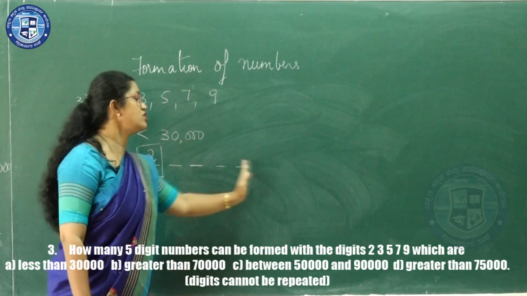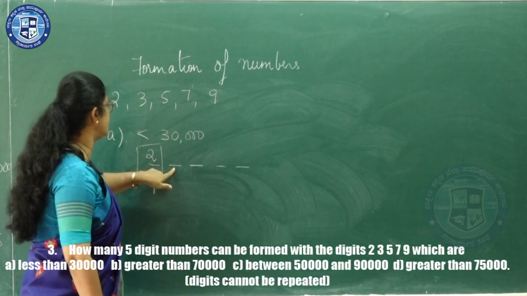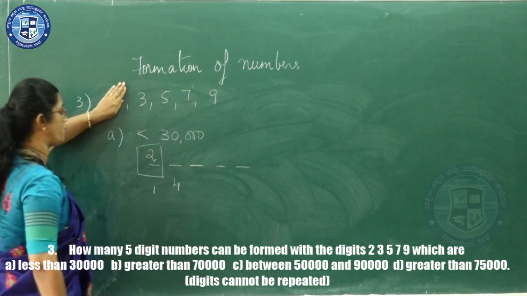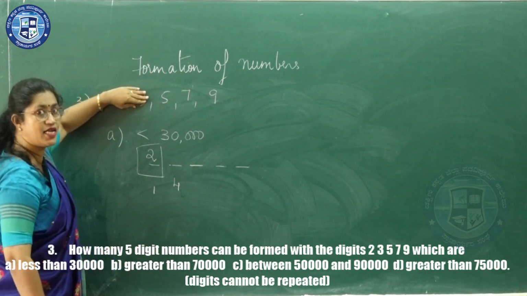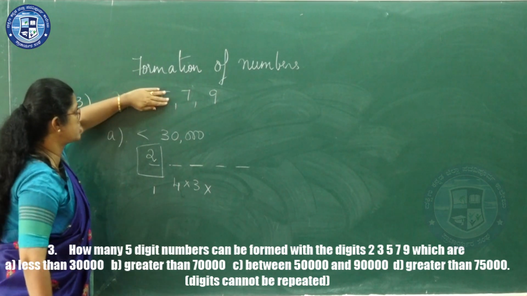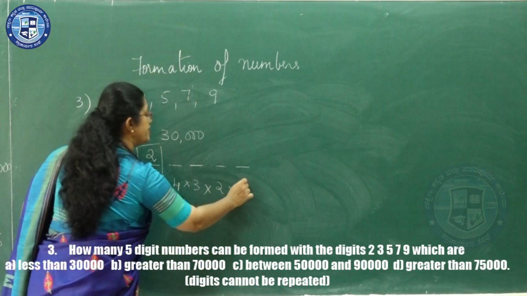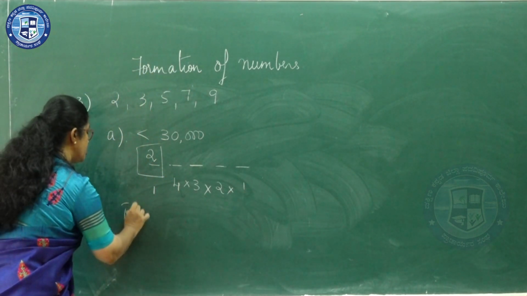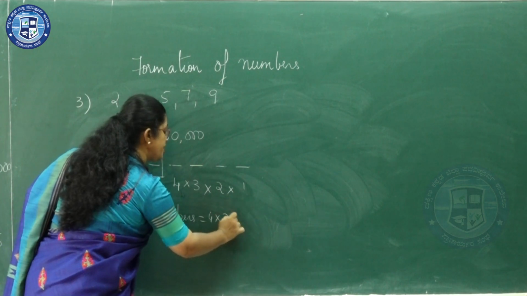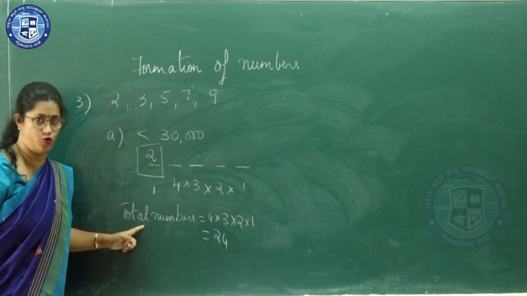So there is only one choice for this place, so this can be filled in only one way. After this, I don't have any restrictions on this side. How many ways can I fill here? 2 is gone, I have 4 choices, so this can be filled in 4 ways. One number is gone here, and then I have 3 choices. Another number is gone, so remaining are 2 choices, and with 4 numbers gone, remaining is only 1 choice. So the total numbers is 4 into 3 into 2 into 1, which is equal to 24.